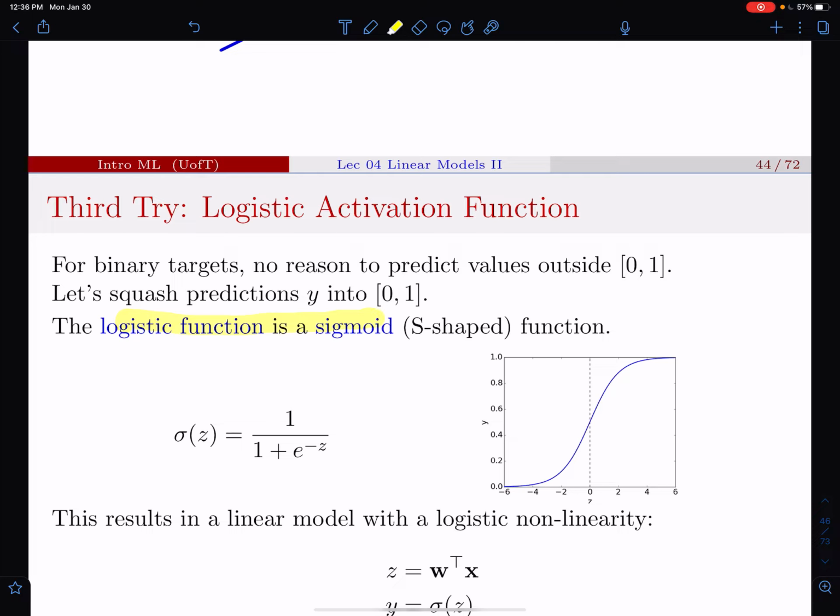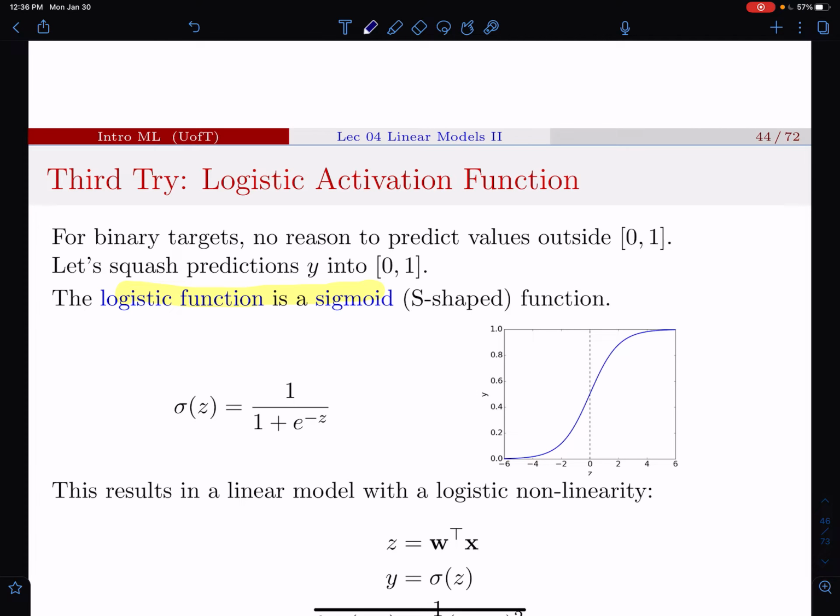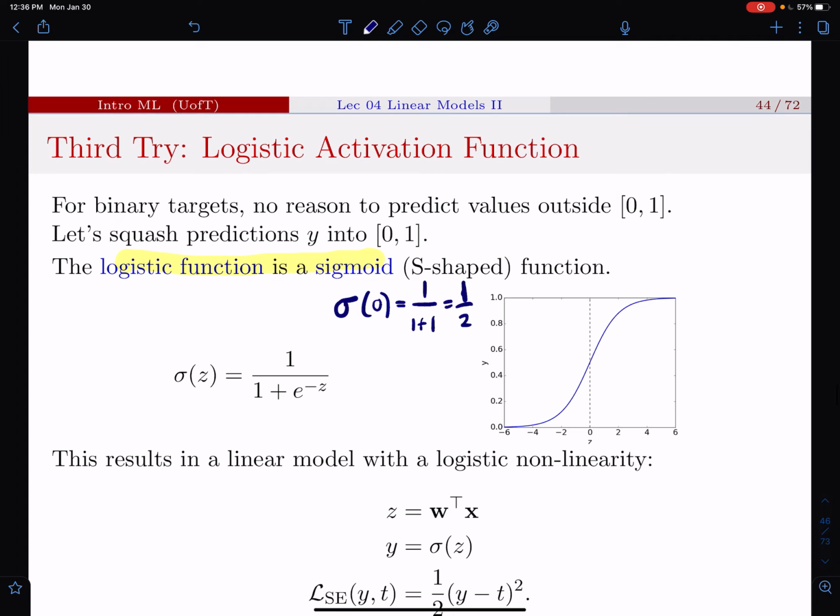This function is pictured on this graph here. Key values to note: sigma of 0 is 1 over 1 plus e to the minus 0, which is 1/2. It's always bounded between 0 and 1, which is a nice property if you want to emulate a probability distribution. When z is really, really big, it approaches 1, and when z is very negative, it approaches 0. There's some natural symmetry around this center point as well.